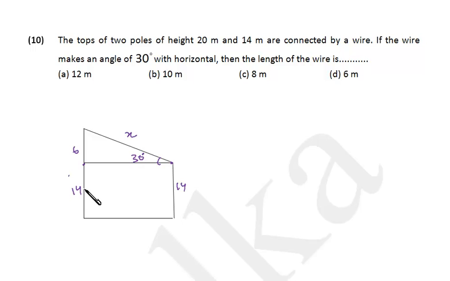So this is suppose x. Now relationship between these two is given by sine theta, that is perpendicular by hypotenuse. And sine 30 degree is 1 upon 2. So x is 12. Okay, so the length of the wire is nothing but 12. Matter of 30 seconds, right?